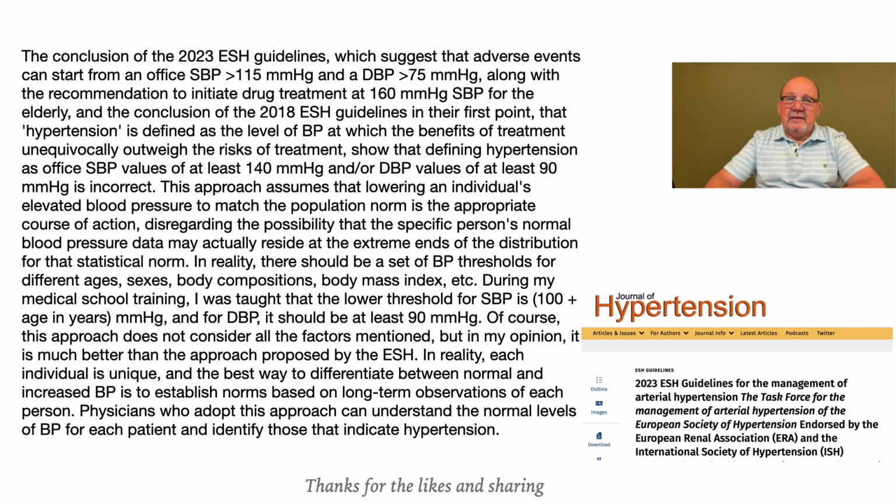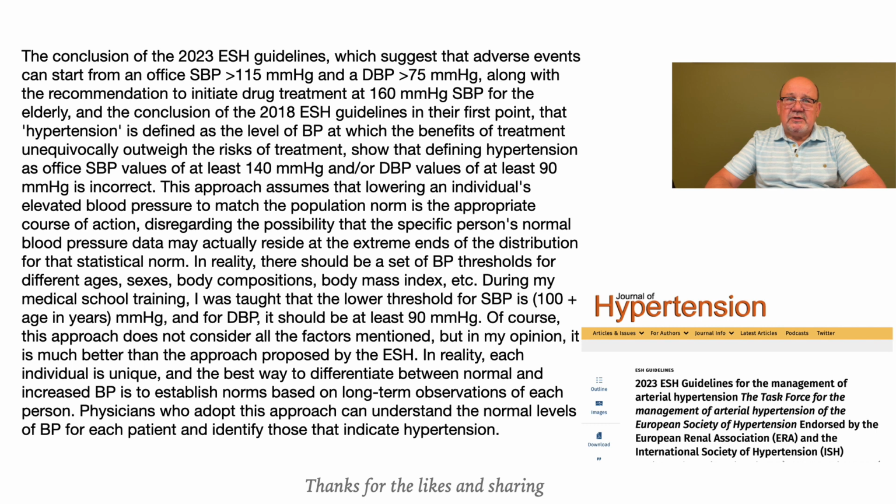The conclusion of the 2023 guidelines, which suggests that adverse events can start from an office systolic blood pressure more than 115 and diastolic blood pressure more than 75, along with the recommendation to initiate drug treatment at 160 for the elderly, and the conclusion of the 2018 guidelines in their first point that hypertension is defined as the level of blood pressure at which the benefits of treatment unequivocally outweigh the risk of treatment, shows that defining hypertension as office systolic blood pressure values of at least 140 and diastolic blood pressure values of at least 90 is incorrect.